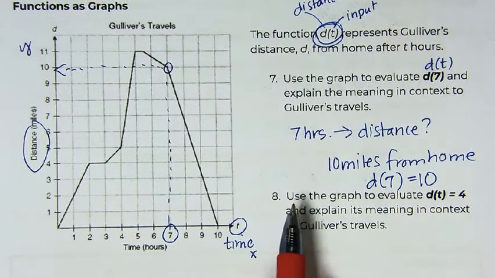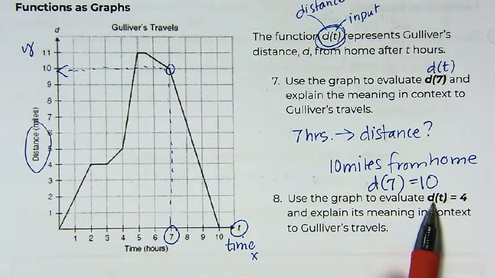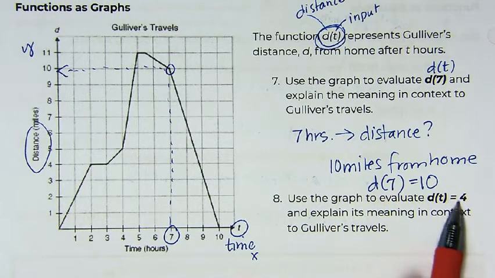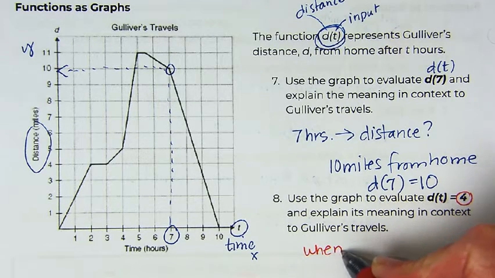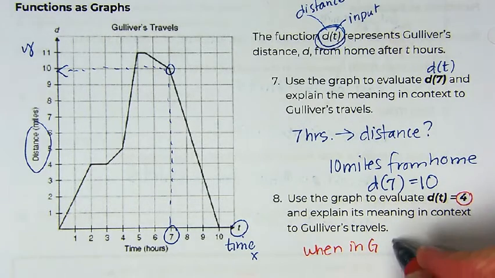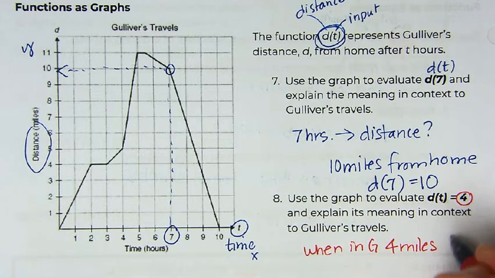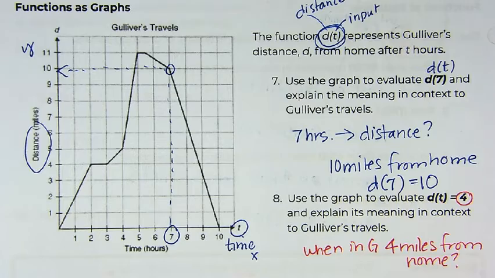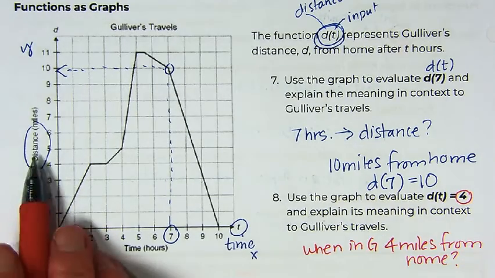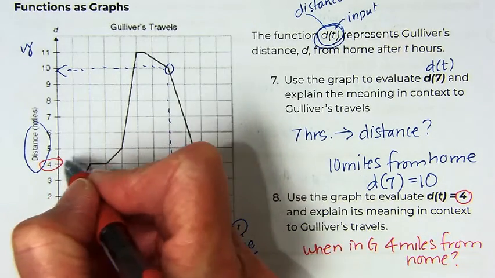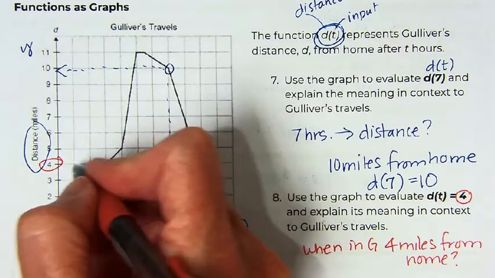Now this next one says, use the graph to evaluate distance as a function of time equals 4 and explain its meaning in context to Gulliver's travel. Well, in this case, we don't know time, but we do know what the distance is equal. So basically, when is Gulliver 4 miles from home is what this notation is asking. And now in this case, I know he's 4 miles from home. Oh boy, this is a tricky one.